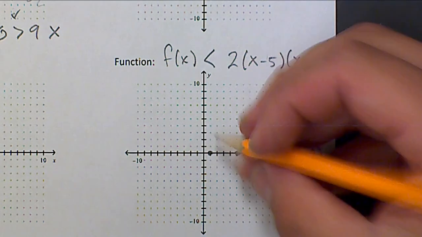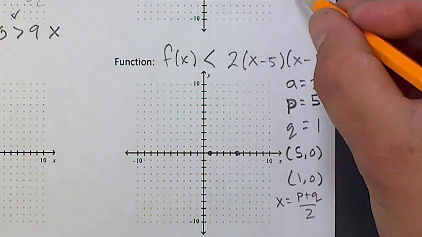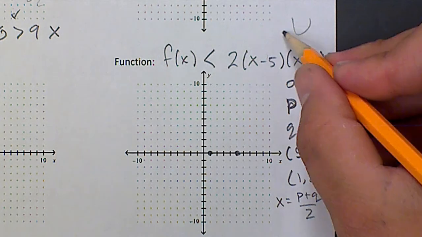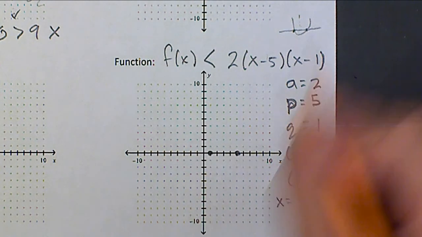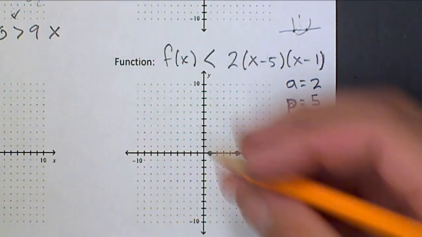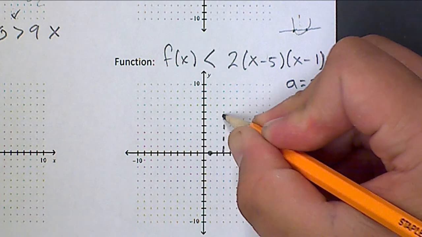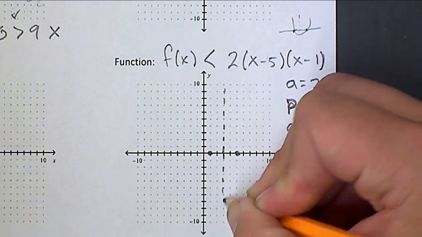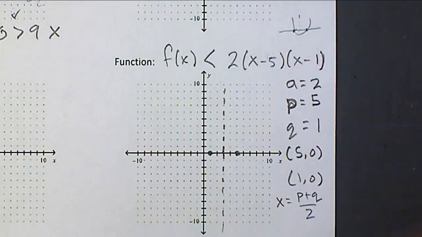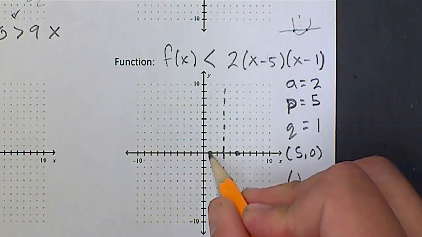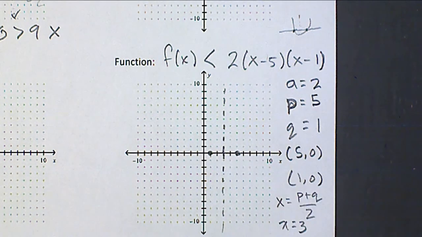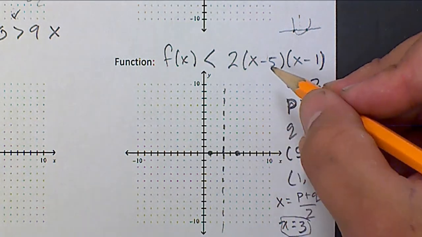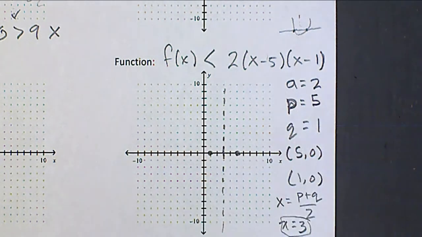But with any parabola, if it crosses the x-axis, the axis of symmetry actually bisects the segment that has the two intercepts as endpoints. So let's go ahead and just draw the axis of symmetry right in the middle of the two intercepts. Here's 1, 2, 3. X is equal to 3 is the equation for the axis of symmetry. Next step you need to do is input 3 into your quadratic to find the y value for the vertex.